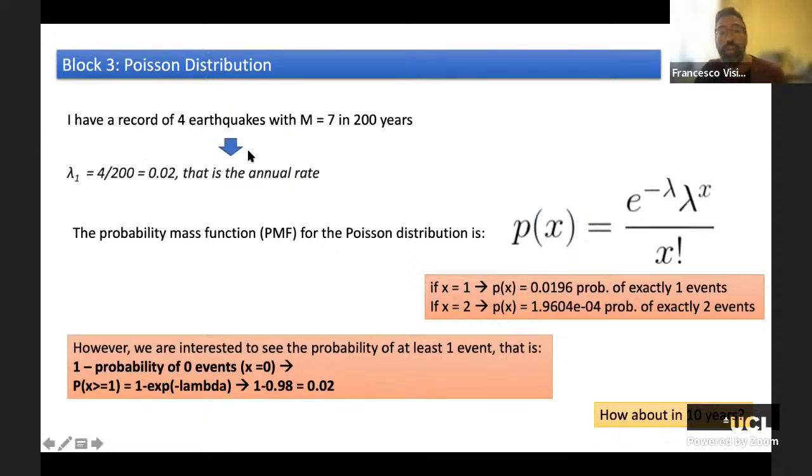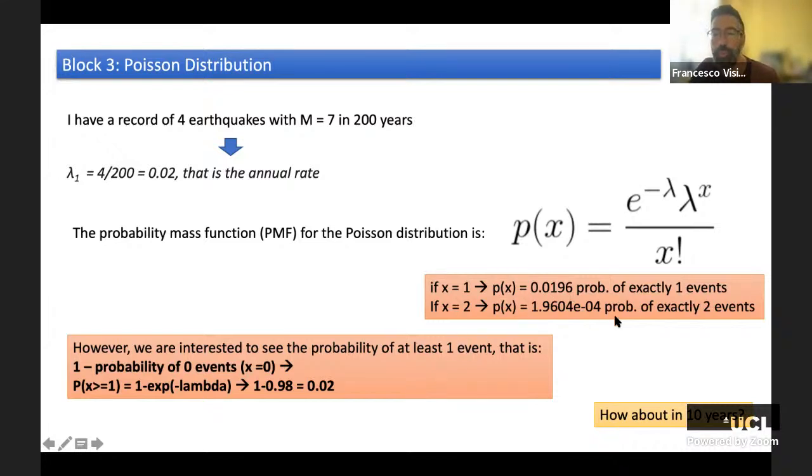For example, if I have a record of 4 earthquakes with magnitude 7 in 200 years, I can say that lambda is 4 divided by 200, so it's 0.02. This is the annual rate. The probability mass function of the Poisson distribution is given by the formula. If I am interested in the probability of exactly one event, given this lambda, I can put 1 instead of x, use the annual rate, and I get a probability of 0.0196.